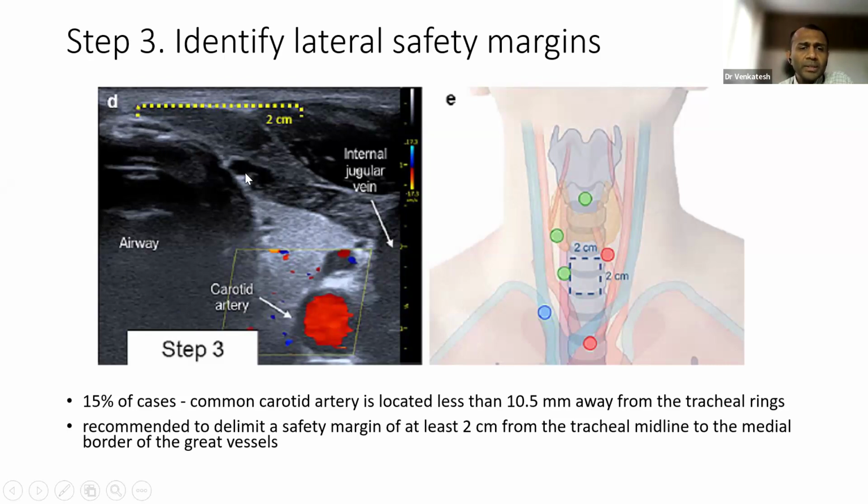What is important for us is the distance from the midline till the major blood vessels. Up to 2 centimeter is considered as a safe margin. If it is less than that, then there will be risk of injury to the vessels. Common carotid artery is located less than 10.5 millimeter away from the tracheal rings. So we have to be extremely careful in such a scenario. The risk of injury to the blood vessel increases.